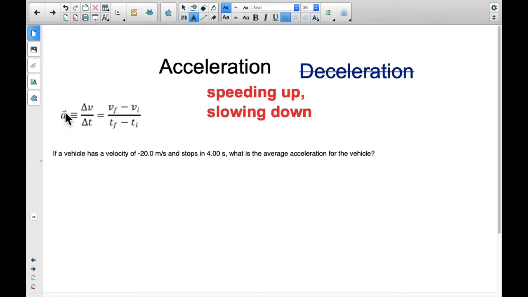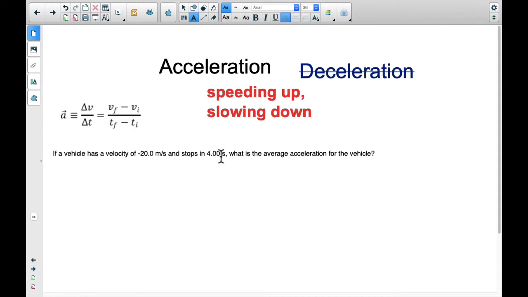And notice here, and I think this was on the velocity, I forgot to point it out, there's a vector above the A because acceleration is a vector. Okay, it's are you speeding up? Are you slowing down? It has a direction to it. And so the change in velocity is final velocity minus initial velocity. Change in time is final time minus initial time. And so that is your acceleration. It's how fast are you speeding up or how much are you slowing down.